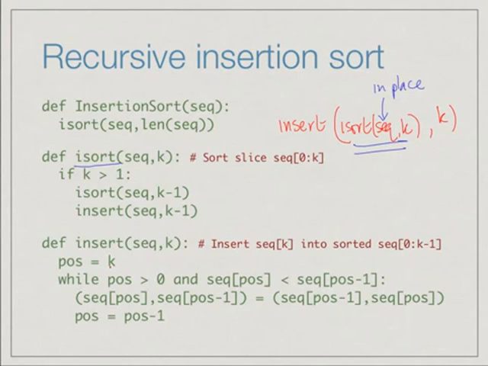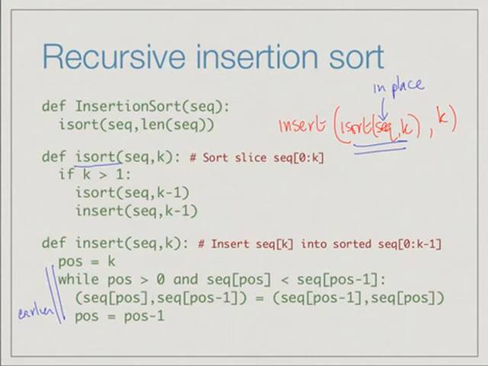Insert does exactly what we did when we did the regular insertion sort. It sets a position variable or name to the last position and walks left and keeps swapping so long as it has not reached the left hand side edge, and so long as it finds something to the left which is strictly bigger than the one that you're looking at now. So this is what we did earlier.